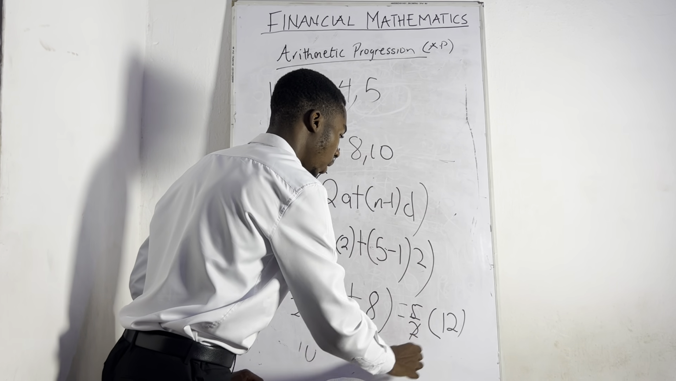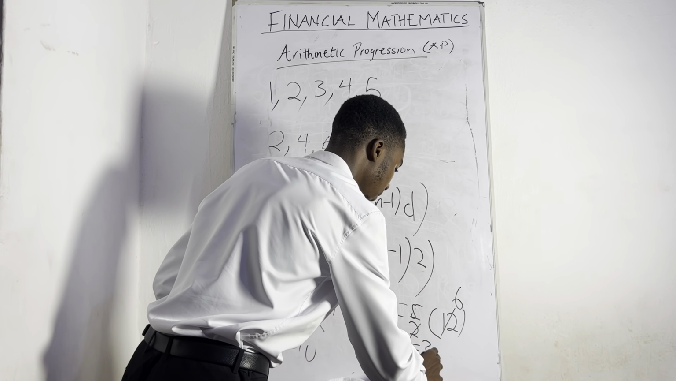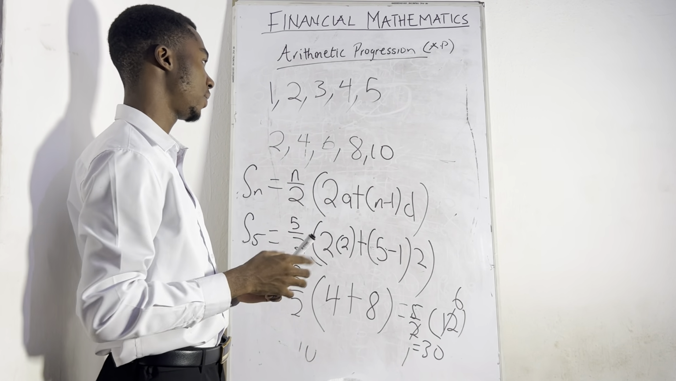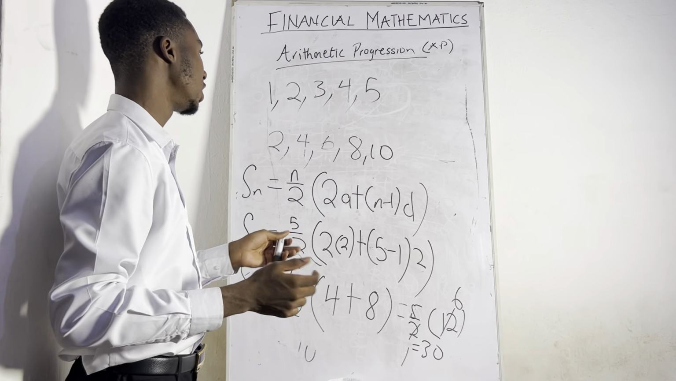2 will go here 1, or 12 will go here 6. 6 times 5 will give you 30. So our final answer will be 30. What that means is that the sum of the first 5 terms, which is here 2, 4, 6, 8, 10, should give us 30. Let's try it.